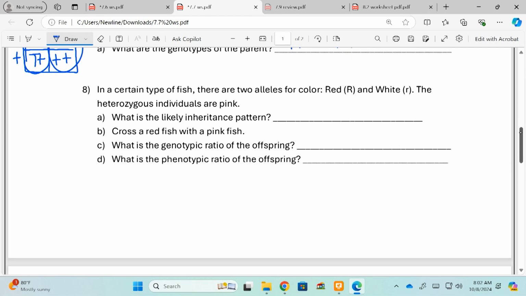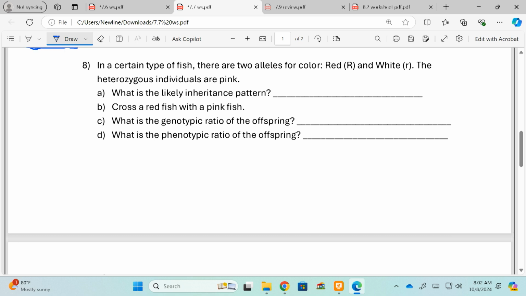Here's 8. All right, in a certain type of fish, there are 2 alleles for color, red and white. The heterozygous individuals are pink, okay? And it says, what is the likely inheritance pattern? Well, let's see what's going on here. So red and white, and then if you are heterozygous, you are pink. So would this be an incomplete dominance or a codominance?